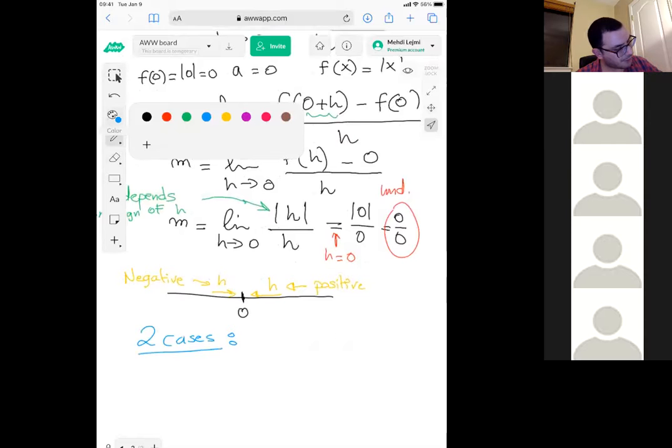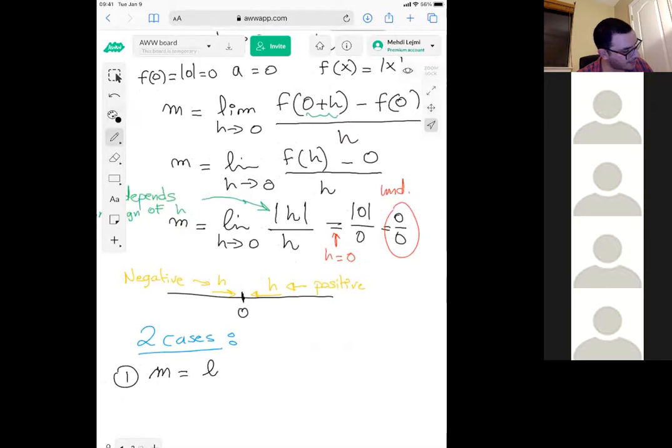So first case, that's the limit m, h going to 0 minus. So 0 minus means h approaches 0 from the left, right? So this is from the left. Okay, so the absolute value of h over h. And so that will be the limit as h goes to 0 minus, where h approaches 0 from the left.